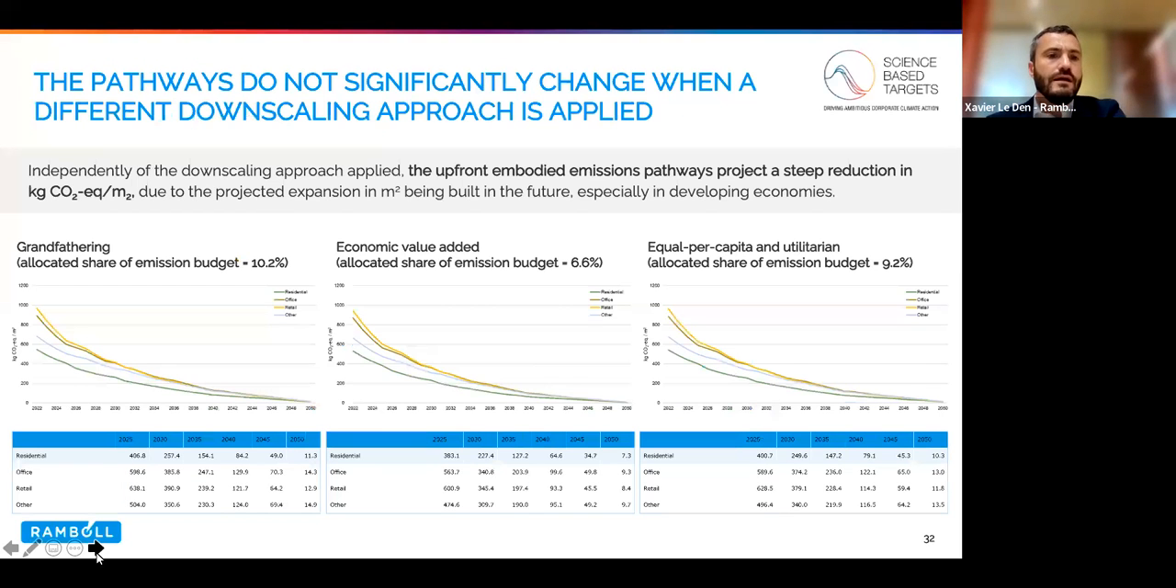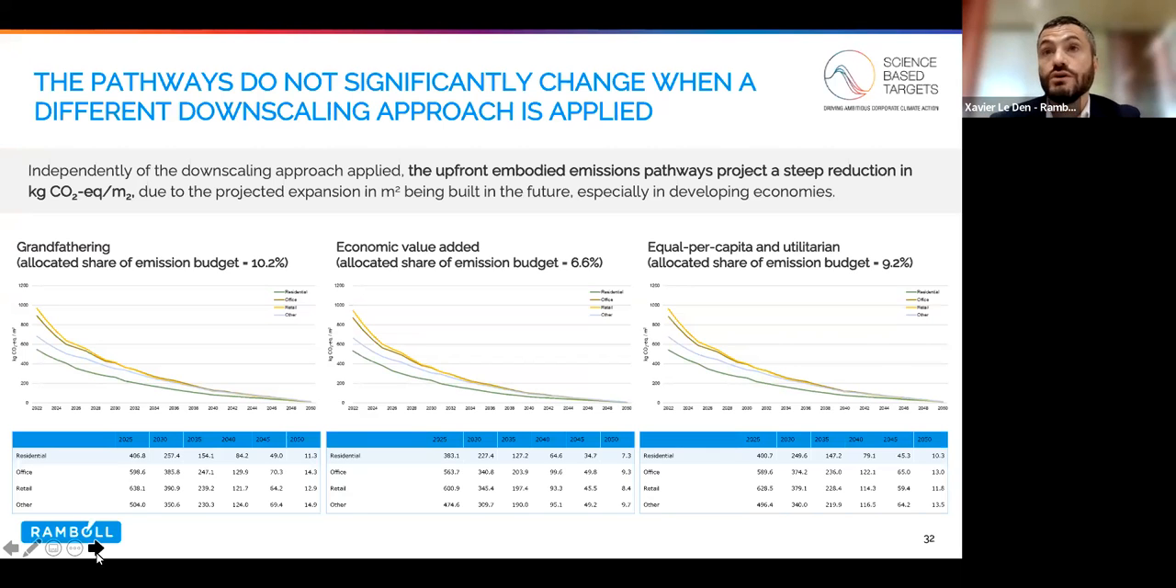And finally, we also compare different pathways using different allocation principles, and we can see that the pathways do not significantly change when a different downscaling approach is applied. Of course, the grandfathering allocation principle is slightly more favorable in the sense that it allocates 10% of global emissions to the building sector. It is less for the other allocation principles, but nevertheless, the reduction that is foreseen in the next decade is steep.